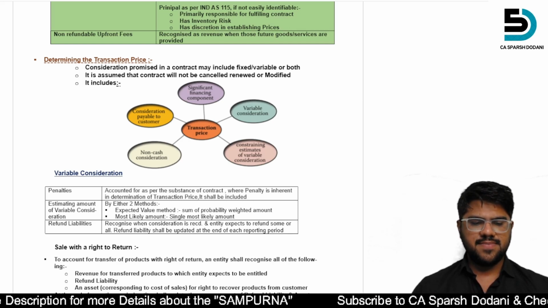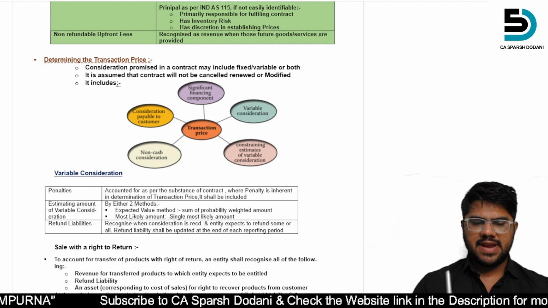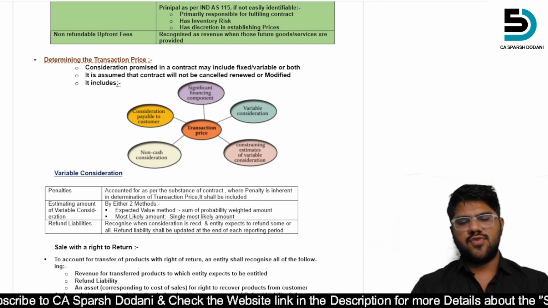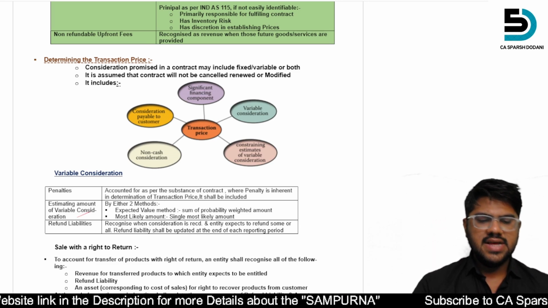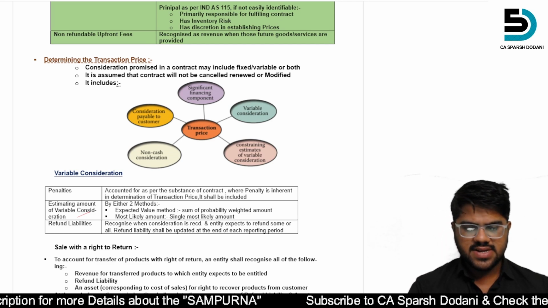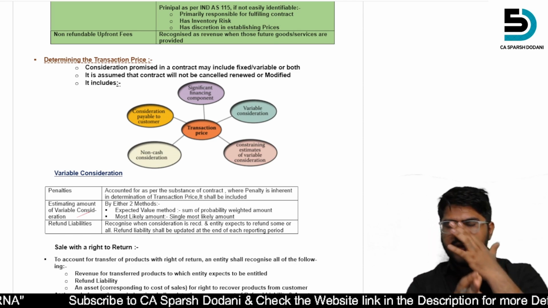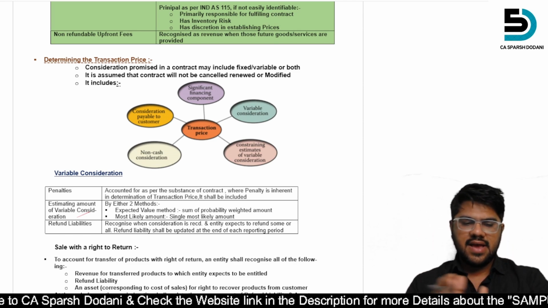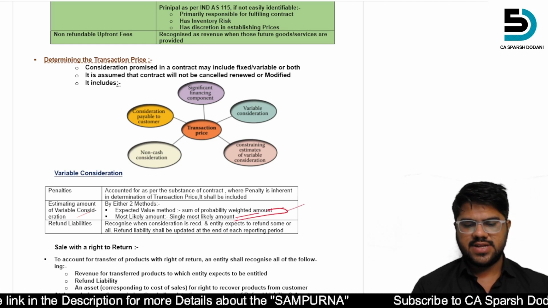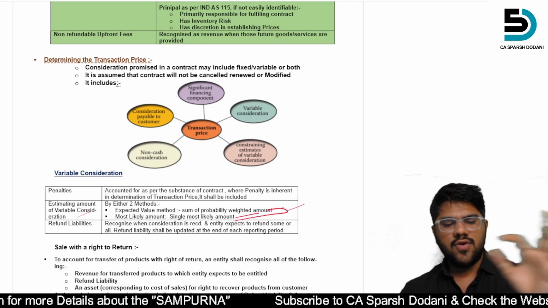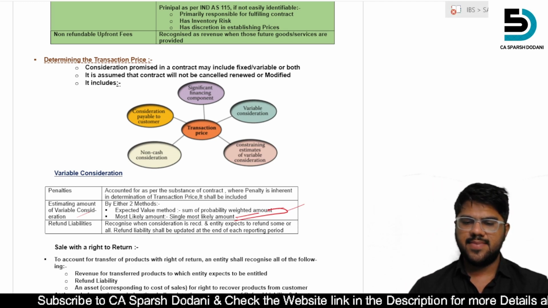What are the variable considerations? Penalties are accounted as per the substance of the contract, where penalty is inherent in the terms in determination of transaction price. It shall be included. Estimating the amount of variable consideration, two methods are there. What are the two methods? Expected value method, the sum of probability weighted amounts. So the probability will be given, the weighted amount will be given, and likewise you will sum the amount. The second one is the most likely method. These are the two methods by which you can account for the variable consideration. So this is the accounting treatment given for the variable consideration.